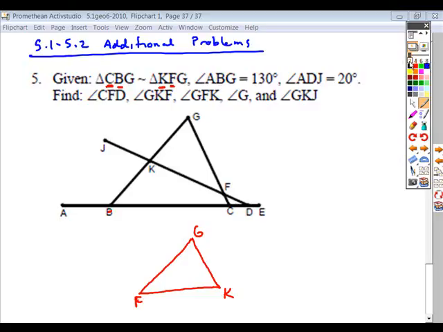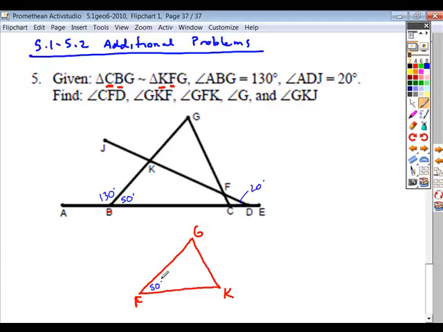So let's take a look at what we have. We're given that ABG is 130, and that ADJ, this angle inside here, is 20. Okay? If that's the case, I know a couple things. Depending on how you think of these, what is the supplement to 130, this linear pair? Is 50. So I know that angle B in this case is 50. Well, angle B corresponds to angle F down here, so I can label this one down here 50.